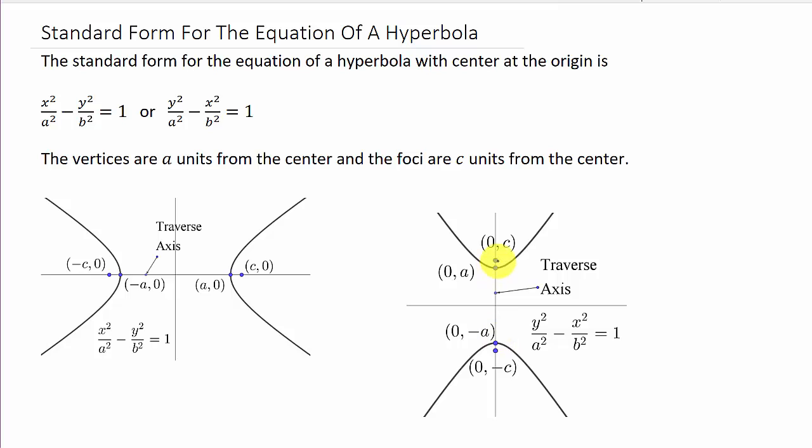The foci, that's these points here, and I know I don't have it written down, but c squared is equal to a squared plus b squared. Okay, and the transverse axis, that's the line that goes through both foci points. Okay, and the foci is c units from the center of the hyperbola. Alright, so let's go ahead and get started on an example graphing it.